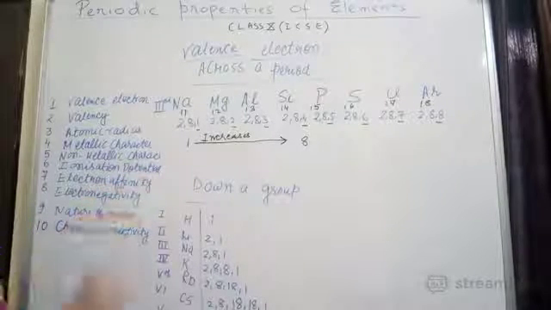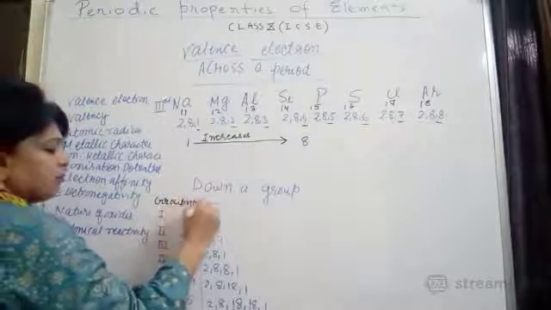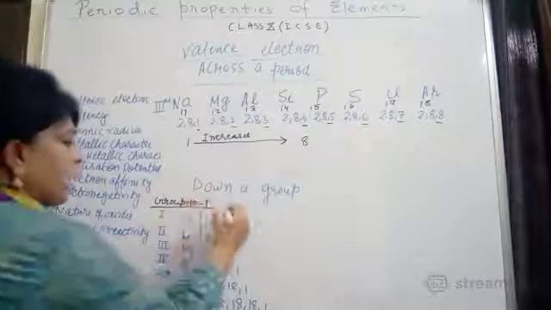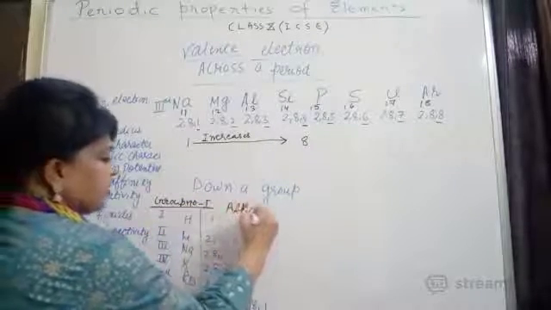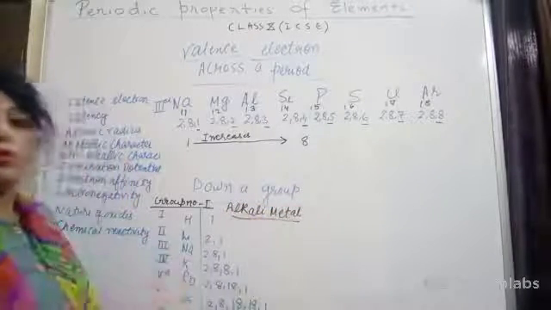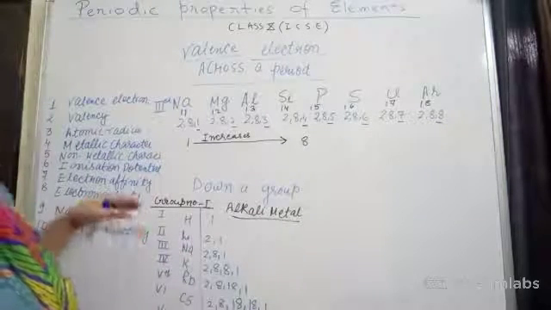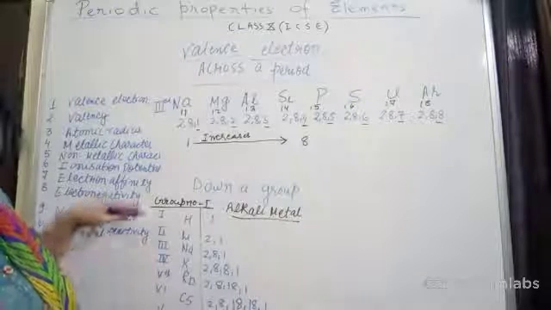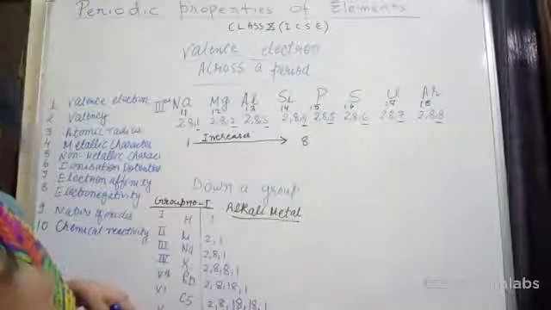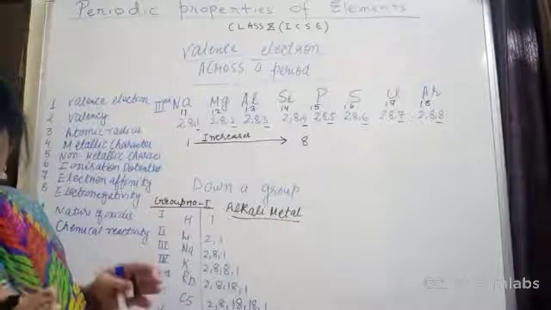Since I have written the group number 1 elements, what is the name of group number 1? Can anybody tell me? Alkali metals. The first group is also known as the alkali metal group. What you will observe when you move from top to bottom, or down a group in the modern periodic table, is that they have the same valence electrons. It will not change.